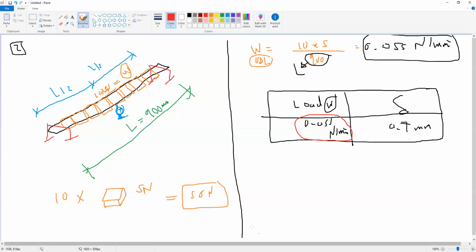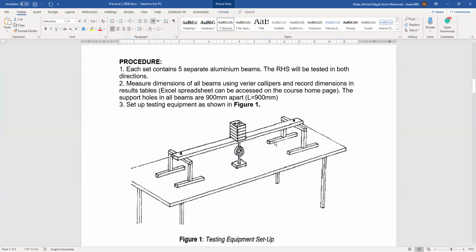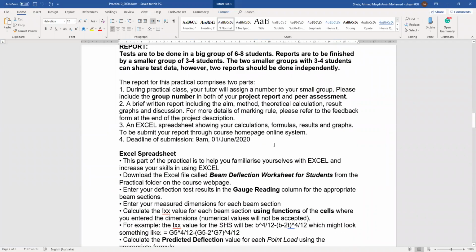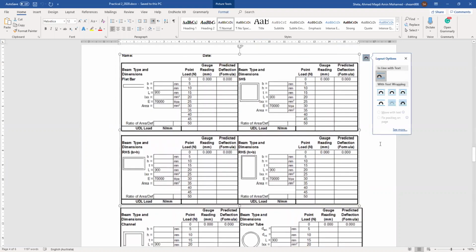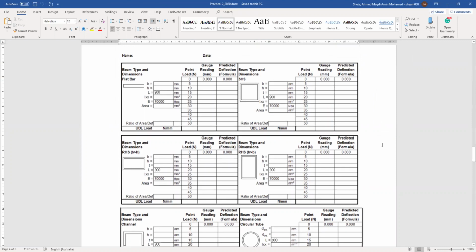And if we return back to the project setup, a project description, here you will find this explanation again. And on this page, you will find the report, or the table you need to fill in to submit your report. Here you will find the dimension for each beam. This is the flat bar or the solid bar. You will find a table with different levels of load from 0 to 50, as we said.